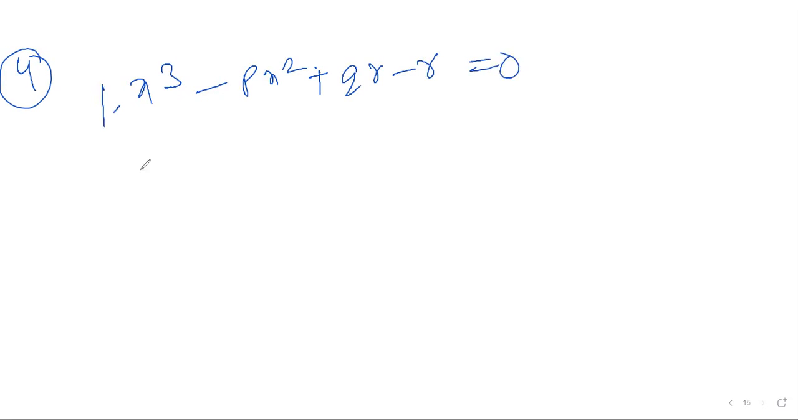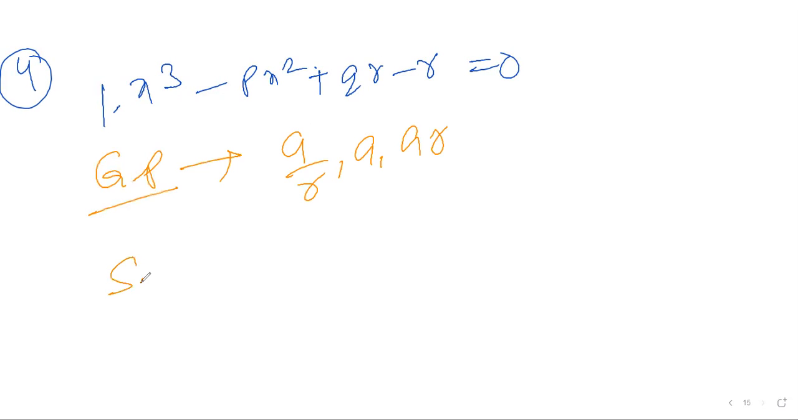Find the condition that x cube minus px square plus qx minus r equals 0 may have the roots in GP. This is the equation here. They are telling the roots are in GP. Please take GP roots as A by R, A, AR. Which of S1, S2, S3 is comfortable to get one root? S3 is comfortable because multiplication means you'll get A. S3 means A by R, A into AR, the R's cancel. S3 means minus of the constant over the coefficient: minus of minus r is plus r.